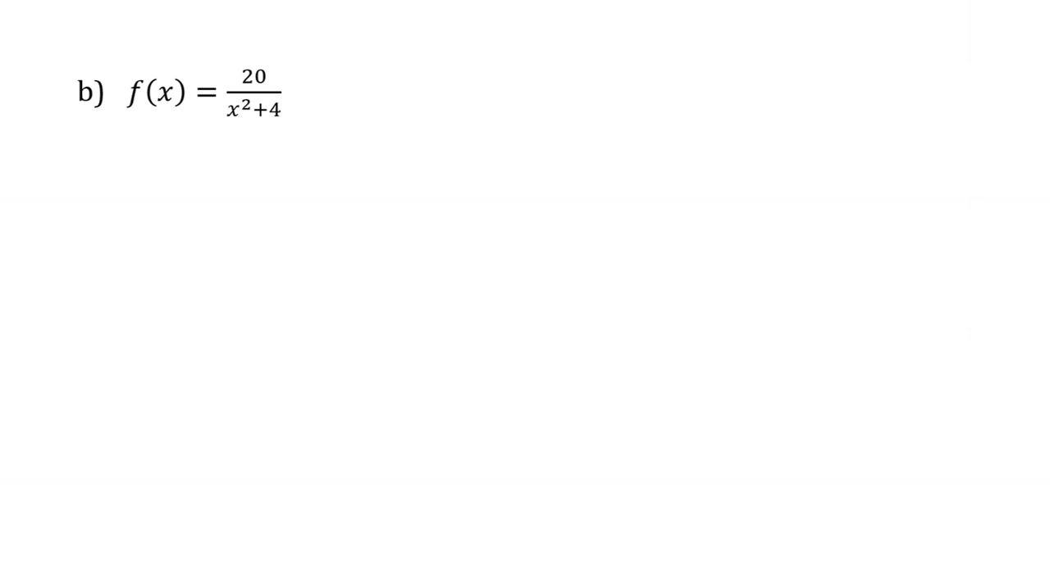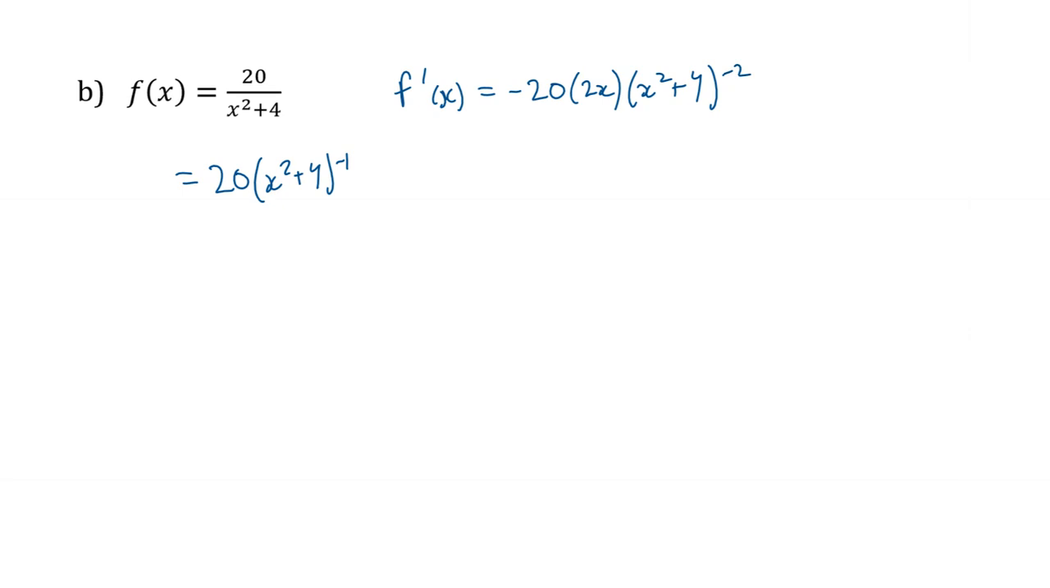Okay. So I'm going to take the derivative. This is equal to 20 times x squared plus 4 to the negative 1, right? So f prime of x is negative 20 times 2x, the derivative of what's inside, times x squared plus 4 to the negative 2, which is negative 40x over x squared plus 4 squared.